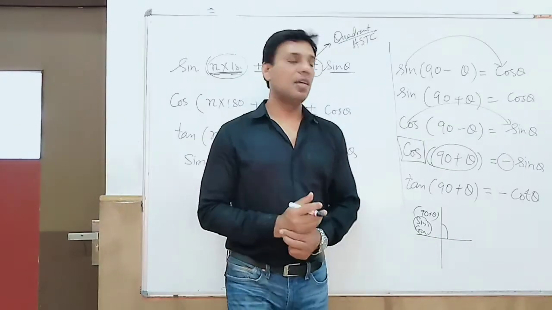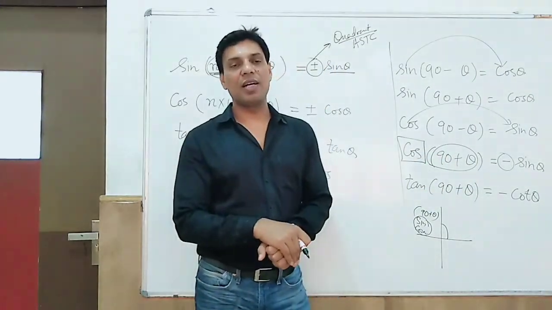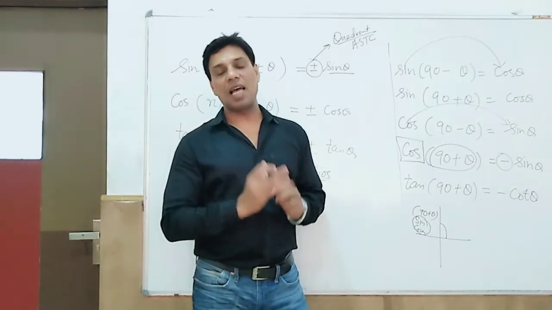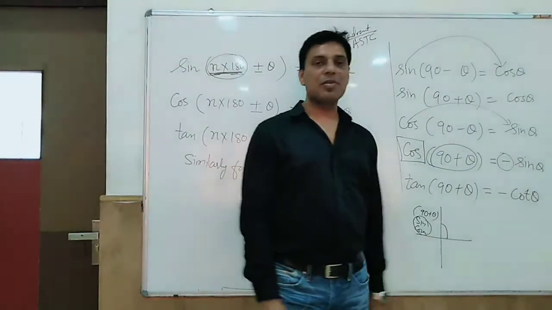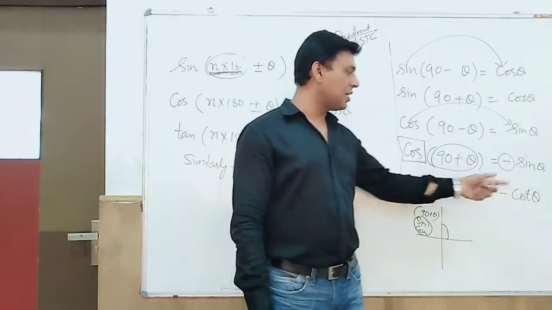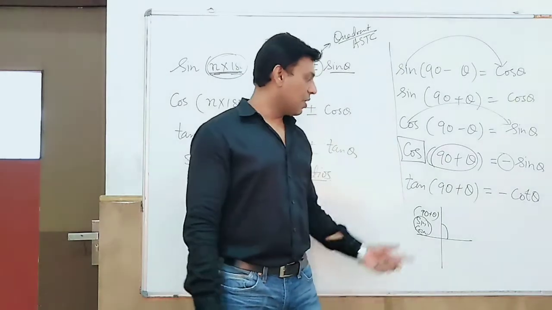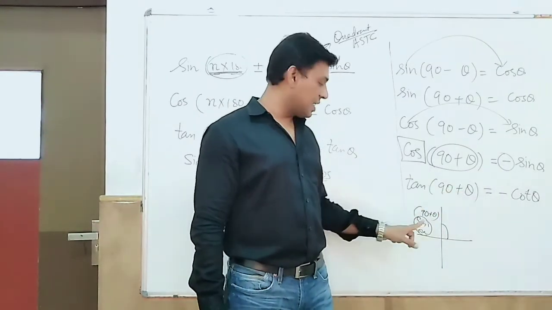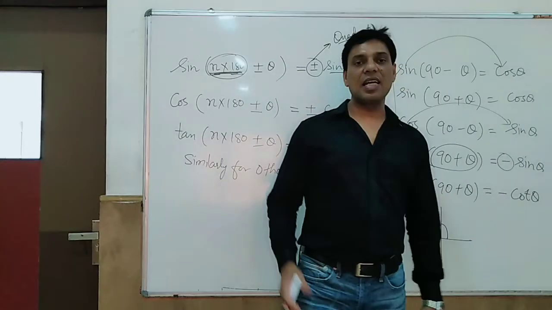This is the reason. Because cos 90 plus theta is lying in the second quadrant where cos is negative. So because cos is negative, I have to put a minus sign. Similarly, tan 90 plus theta, obviously you will have cot theta. But why am I putting a minus sign? Because tan 90 plus theta is in the second quadrant where tan is negative. So it is giving the negative value.